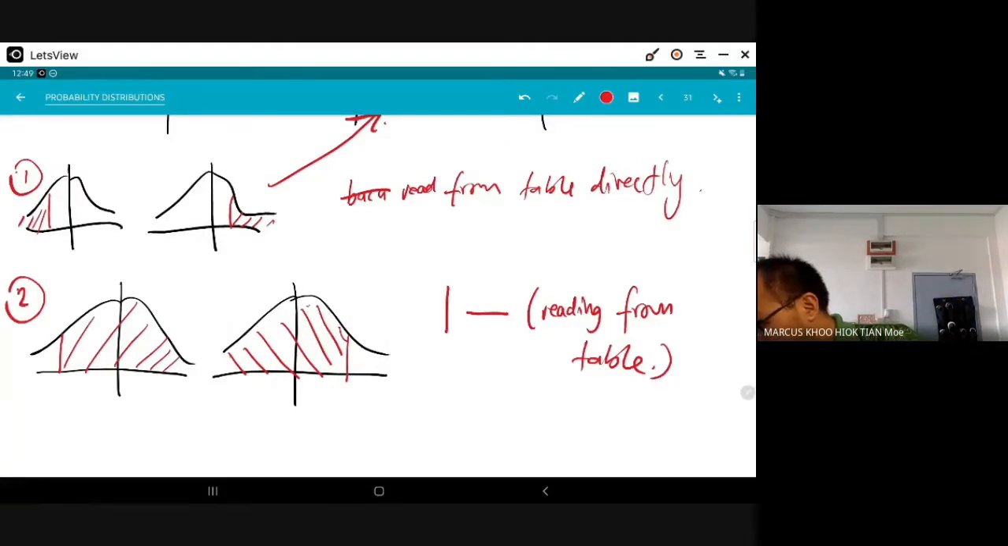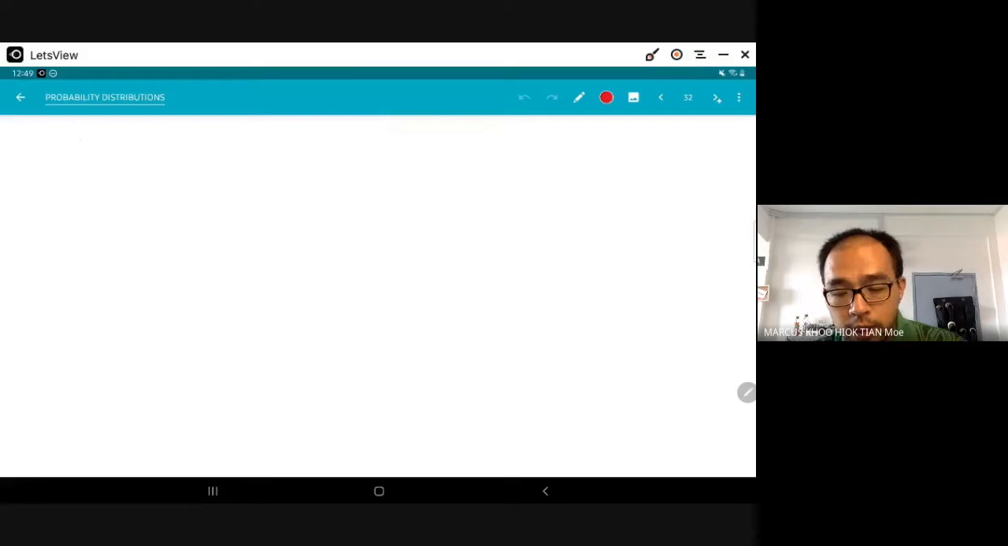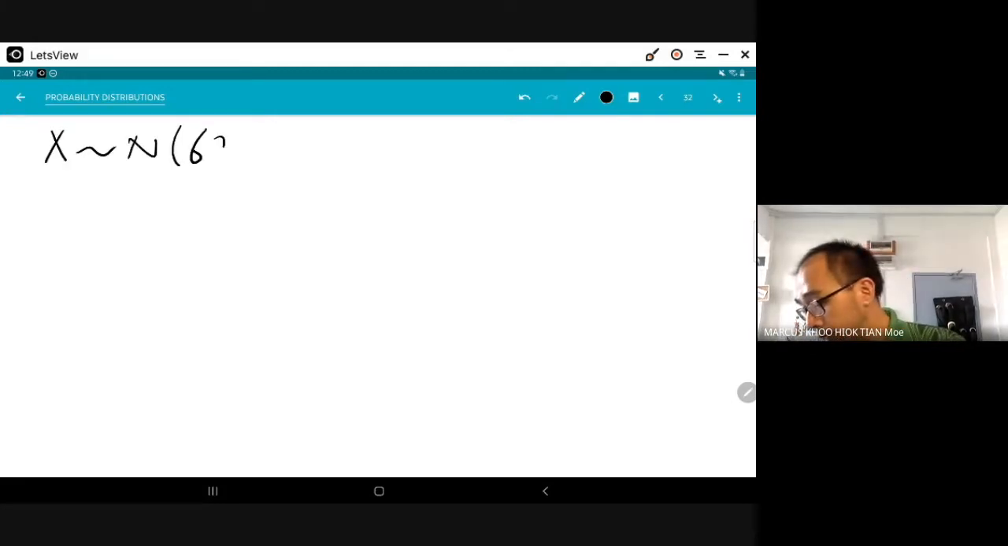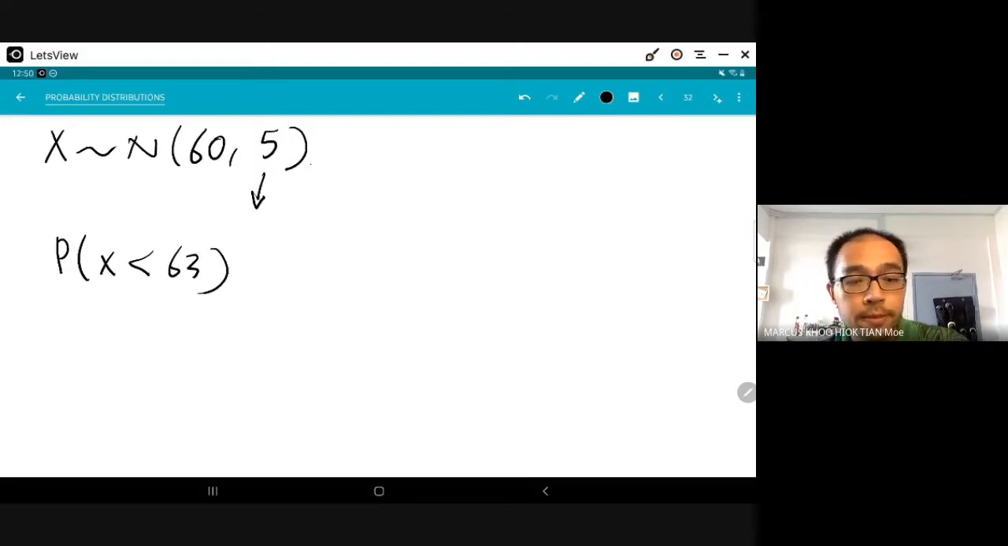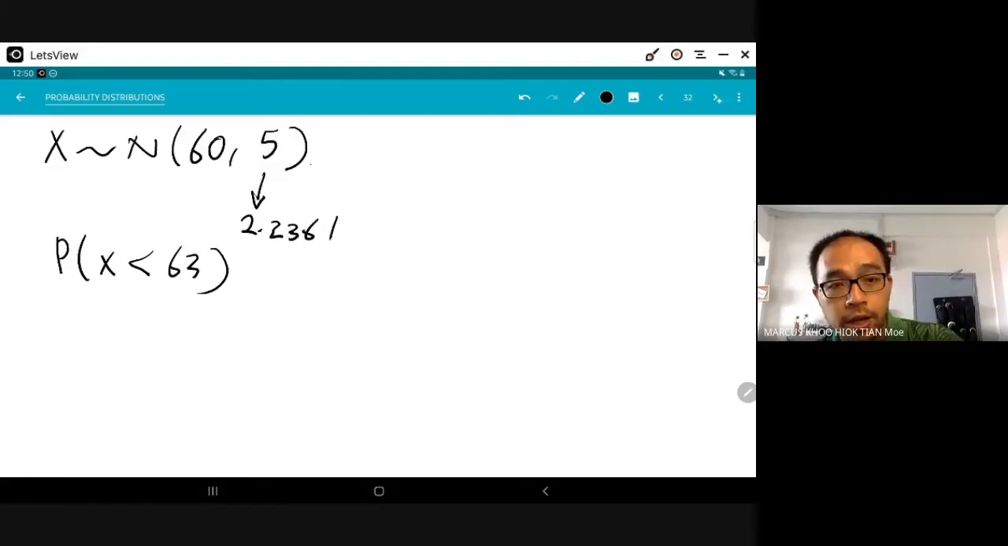Let's take a look at question number 4. I'm going to use question number 4 in your workbook to explain this. All right, the question is, do you guys have question number 4? Okay, the question is, X is normally distributed with a mean of 60 and the variance of 5. What is the standard deviation, please? Somebody, can you give me the answer? What is the standard deviation of 5? Up to 4 decimal places. 2.2361. Okay, I'm going to use that.